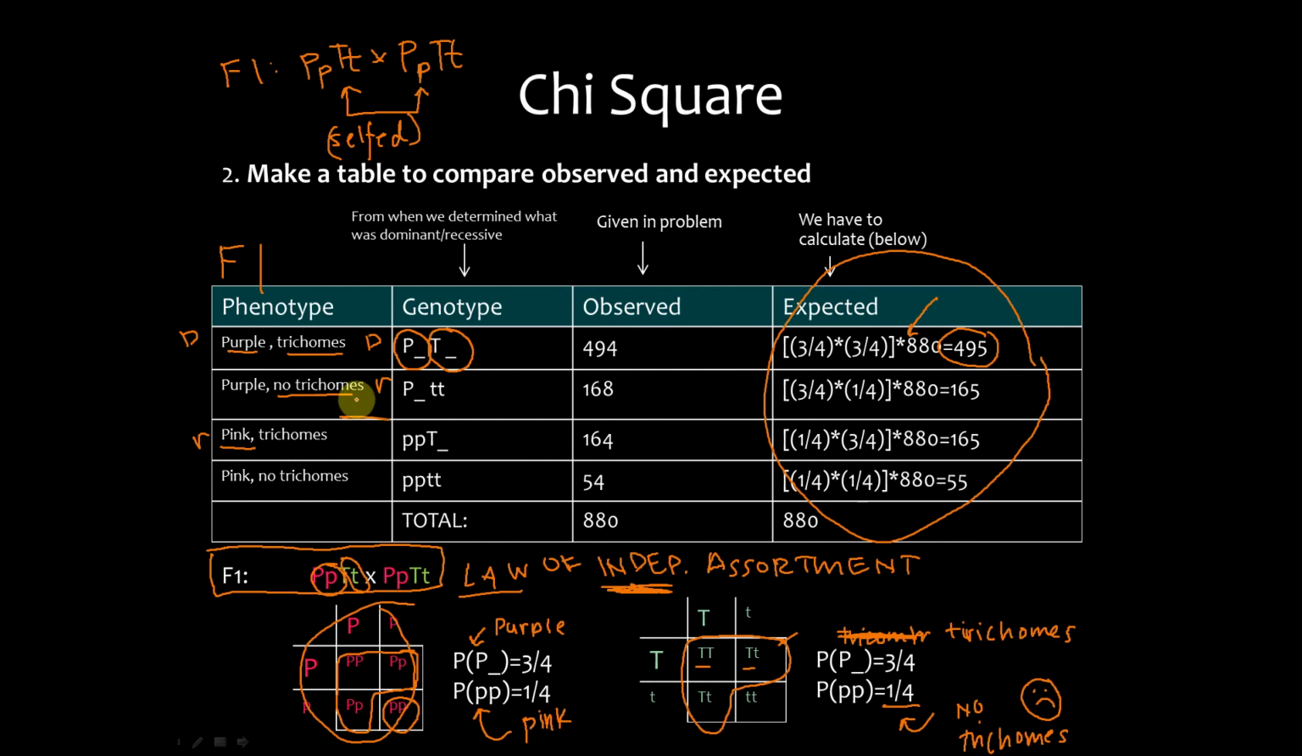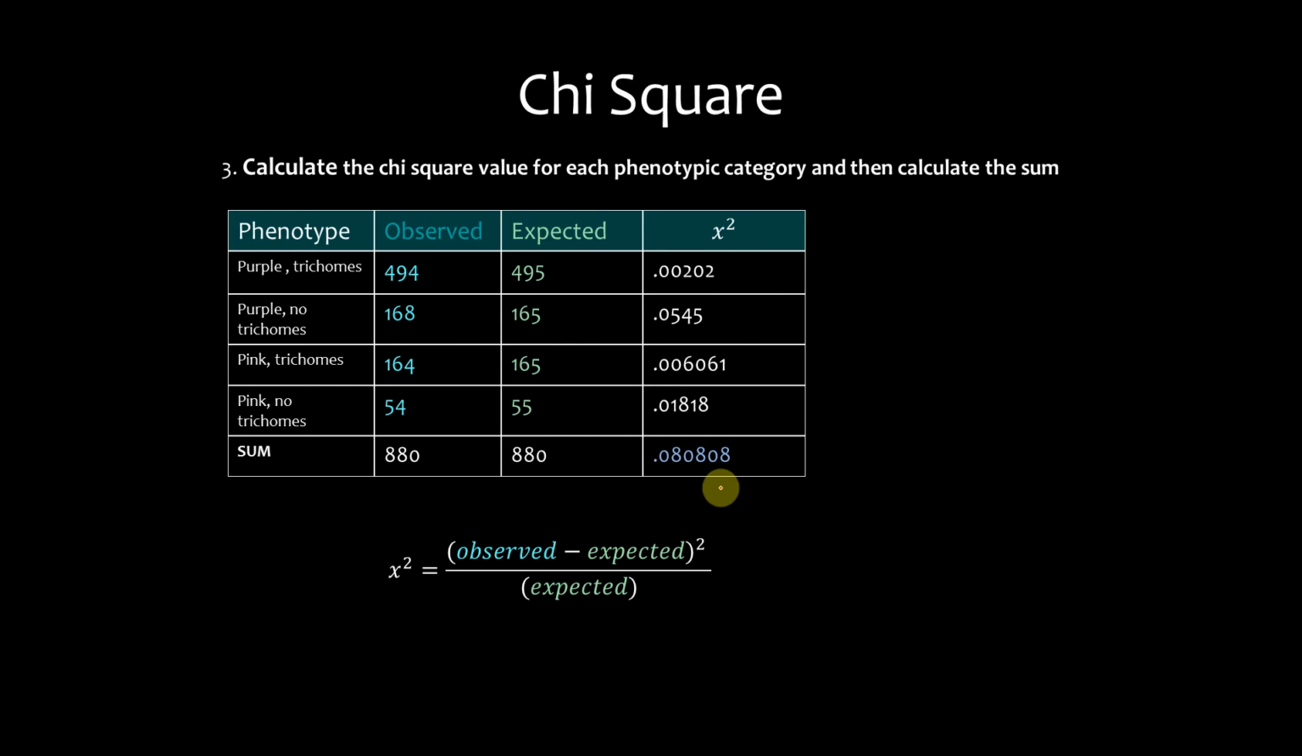So we did the same thing with purple no trichomes. The probability of being purple, aka the probability of having this genotype, times the probability of having this genotype. That's 3/4, because that's down here. And then the probability of having this genotype, little t, is 1/4. And then you get 165. Cool, so we did that with all of these, which I'm going to skip over for purposes of time. And we're going to go to the next step.